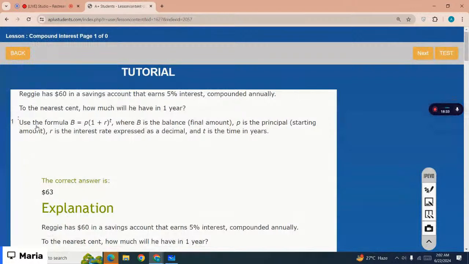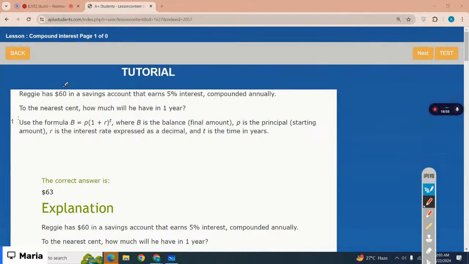Okay, let's just start with the first example. Reggie has $60 in a savings account that earns 5% interest compounded annually. To the nearest cent, how much will he have in 1 year? Here you are given compounded annually, right? That means that is the compound interest.